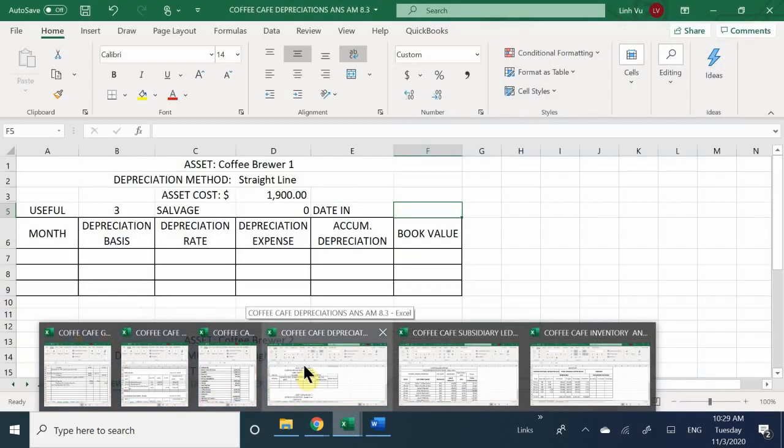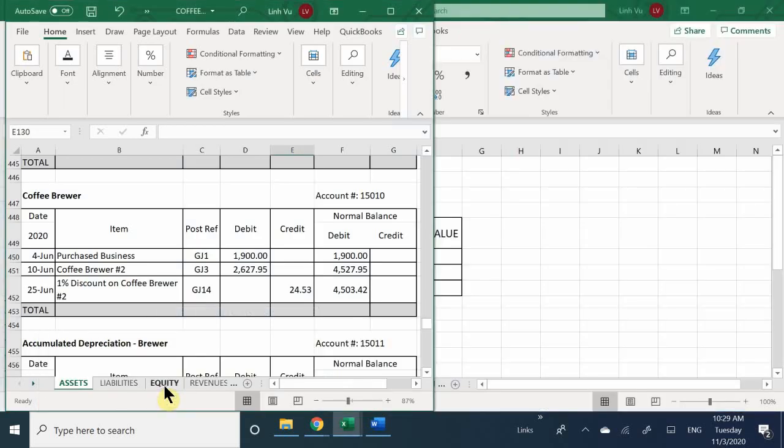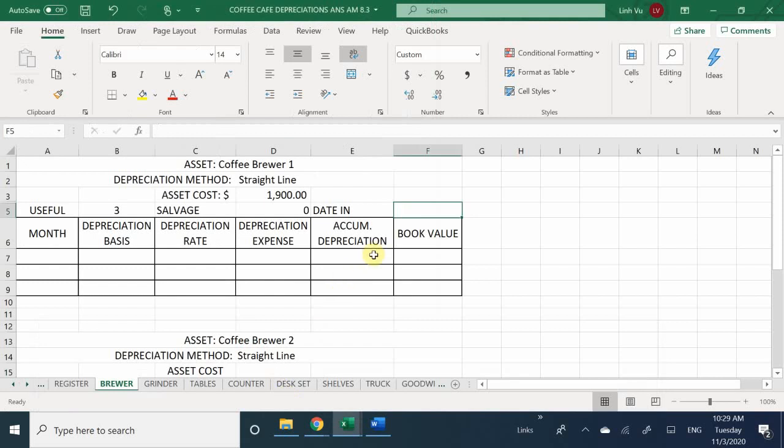Because obviously when we buy it, what's the first thing we gotta do? We gotta test it. So when did I buy this first coffee brewer? June 4th. Okay, so therefore, do I need to depreciate it this month? Yes, you need to depreciate it for the month of June. Okay.